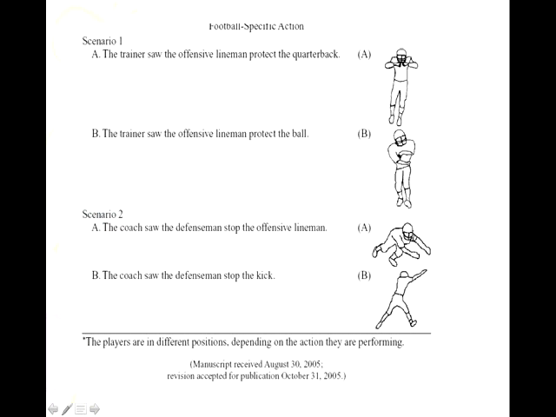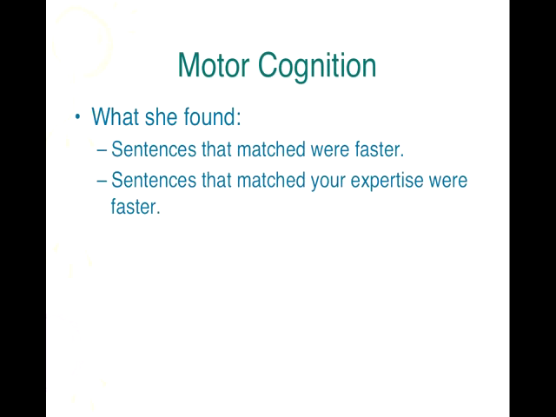This is why it's motor cognition, that either matched the sport, did not match your sport, or were neutral, and either matched the sentence or not. Okay, so this is a 2x3 design, because we've got two groups in one, three groups in another. What happened? Well, what she found is that just overall sentences that match are faster for everybody. So if I saw the balloon in the air and I get the picture of the balloon like it's floating, I'm much faster. Okay, and that makes sense because it matches the picture, the image that we're creating when we read the sentence.